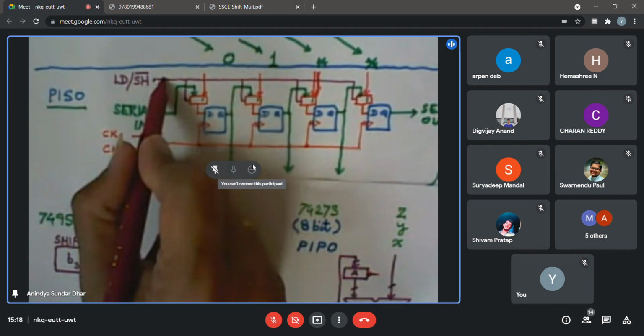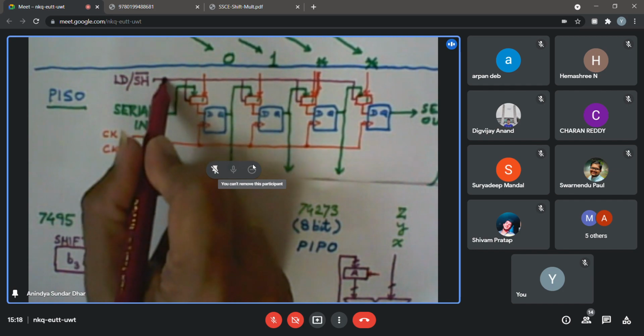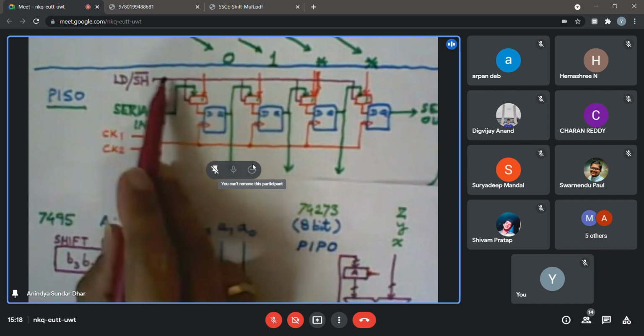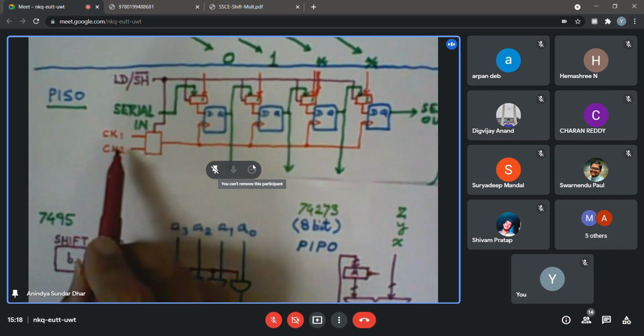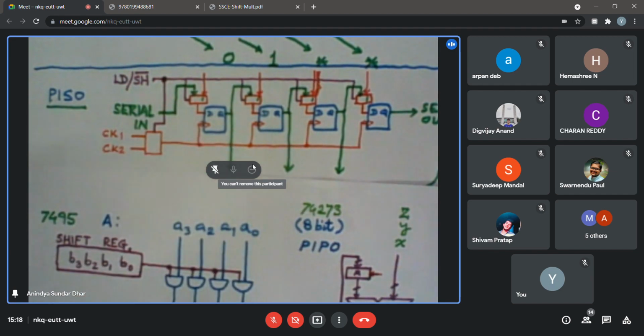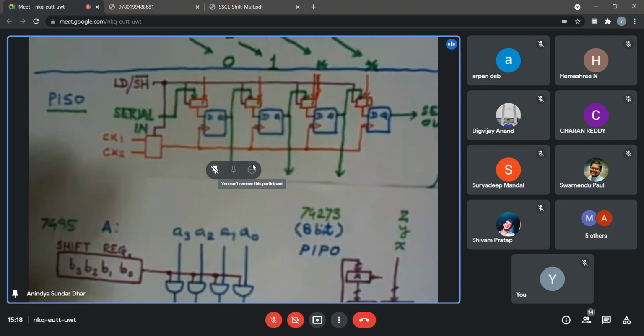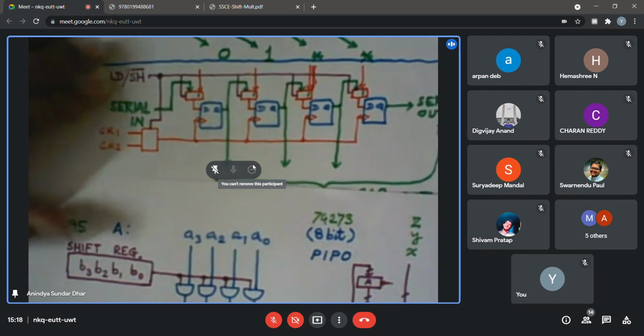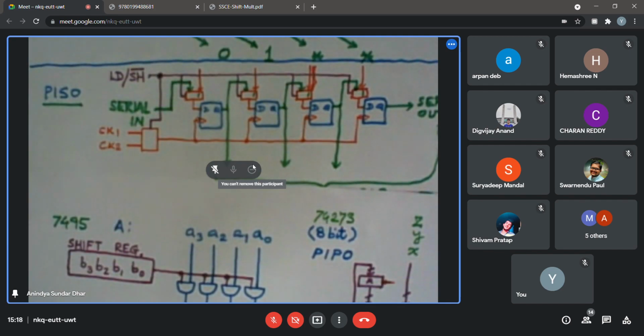Same load shift line, right? That is shifting whether to use it for the load mode or for the shift mode. So depending on that, it will either choose clock 1 or it will choose clock 2. Okay, but there is a small issue. I think maybe in the simulator you may not face that, but still let me apprise you of that problem.